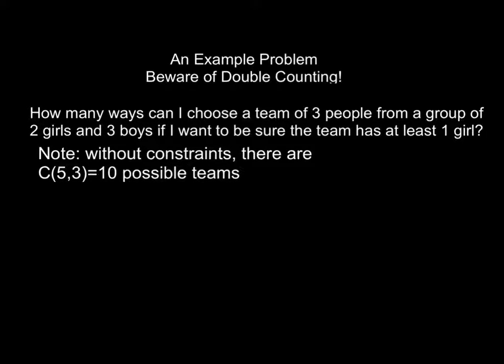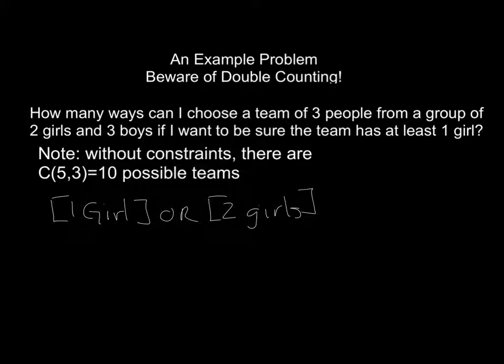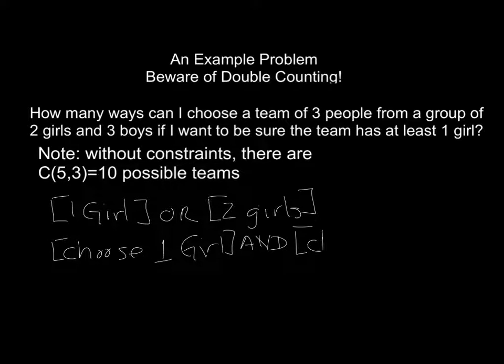The second way to do this is using cases, and cases are a good way to avoid double counting. We can have the case that there's 1 girl on the team, or possibly there are 2 girls, and there's no possibility of 3 girls since there's only 2 girls total. So if there's 1 girl on the team, we're going to choose 1 girl, and we're going to choose 2 boys.